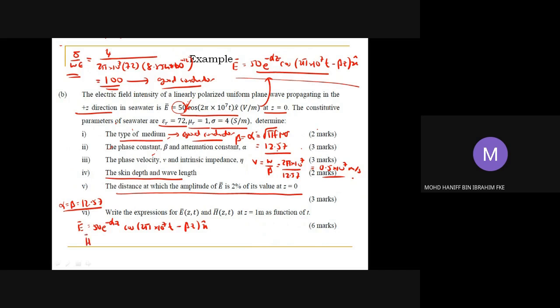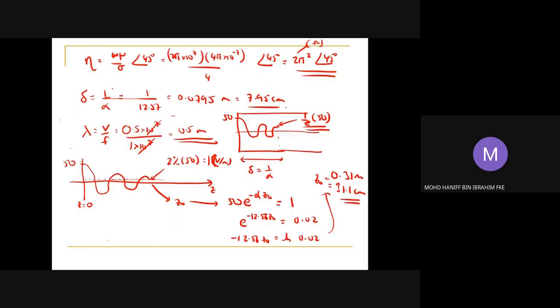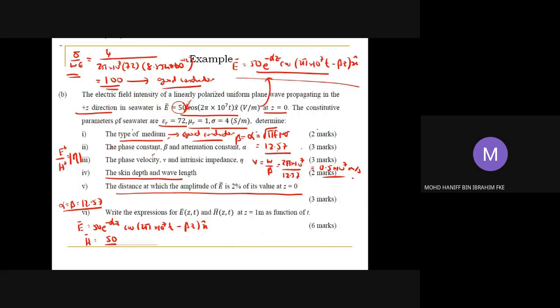Whereas for the H field, for the case of the H field amplitude, we have agreed that the E field amplitude over the H field amplitude equals the amplitude of the impedance. So basically the H field shall be equal to 50 divided by the impedance amplitude, which has been calculated before. The impedance amplitude is 2 pi squared. So we're going to have 50 divided by 2 pi squared, that should be the amplitude of the impedance.